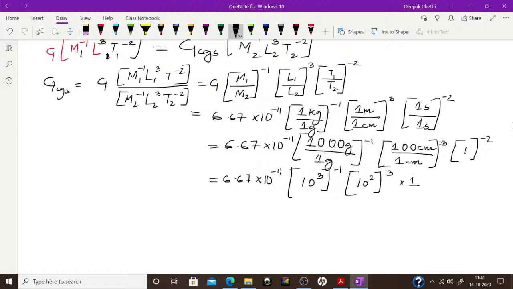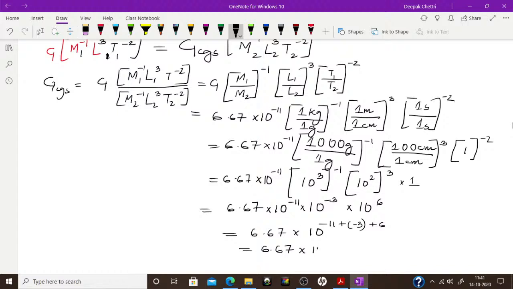So 1. Okay, so 6.67 into 10 to the power minus 11, and so what will you get here? You will get 10 to the power into 10 to the power minus 3, because minus into plus is minus, 3 into minus 1 is minus 3, and you will get 10 to the power 2 into 3 is 6. Okay, so what will be your answer? 6.67. Now you see here all the three have the same base 10, so we can add the power. So minus 11 plus minus 3 plus 6, right?